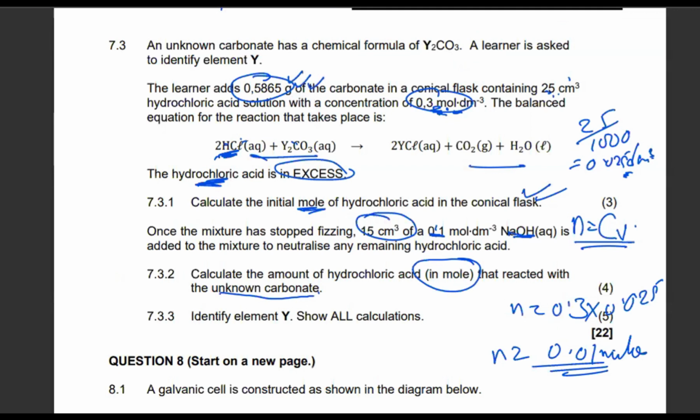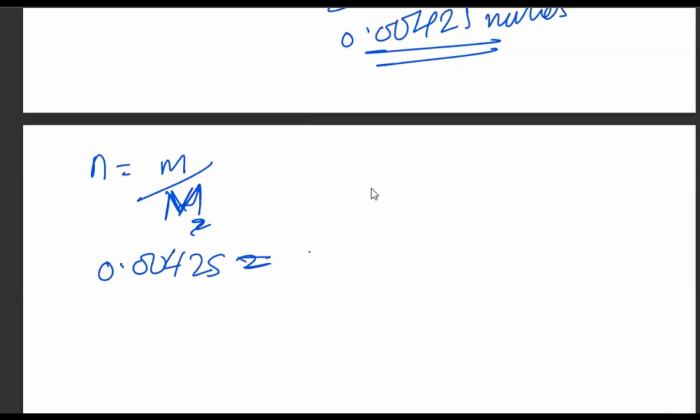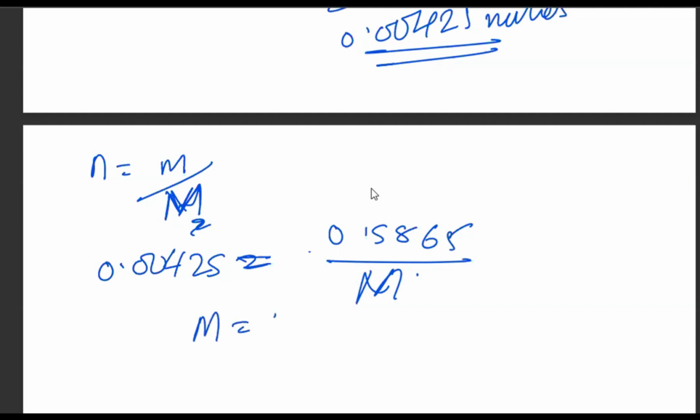I use that kind of mass, so automatically it means that I have the mass, which is 0.5865 divided by that, which is capital M, the molar mass. So this is going to go there and this is going to go down, which means I'm going to get the molar mass. If you put it in your calculator, this divided by this gives you 138. So this is the molar mass of Y2 carbonate.